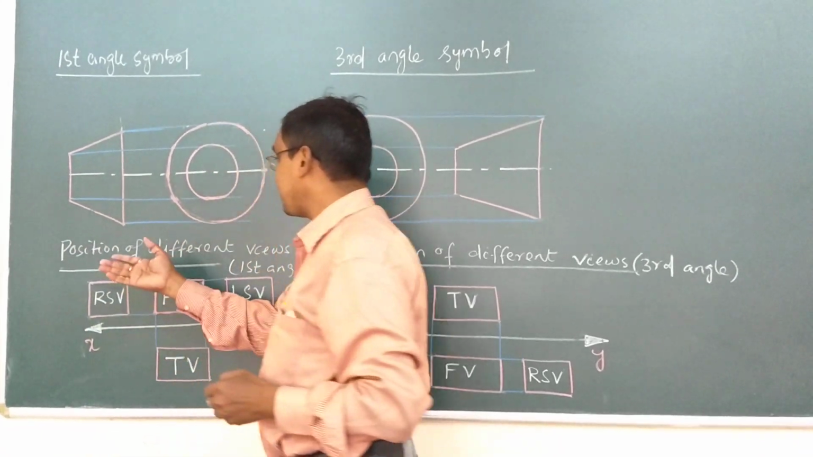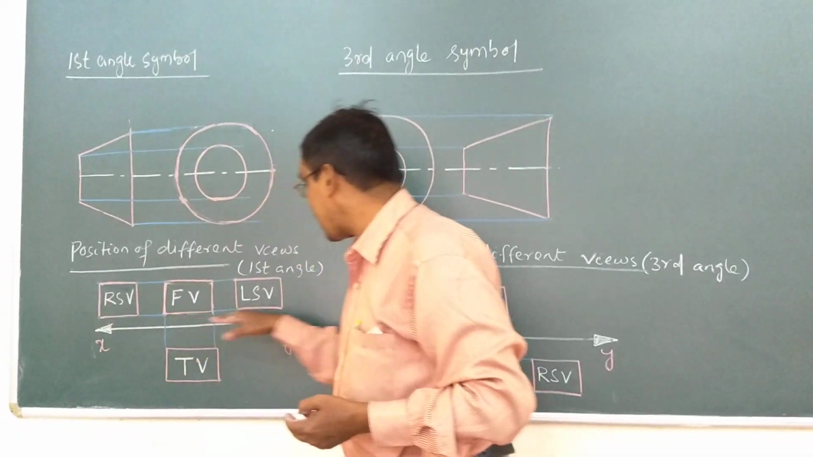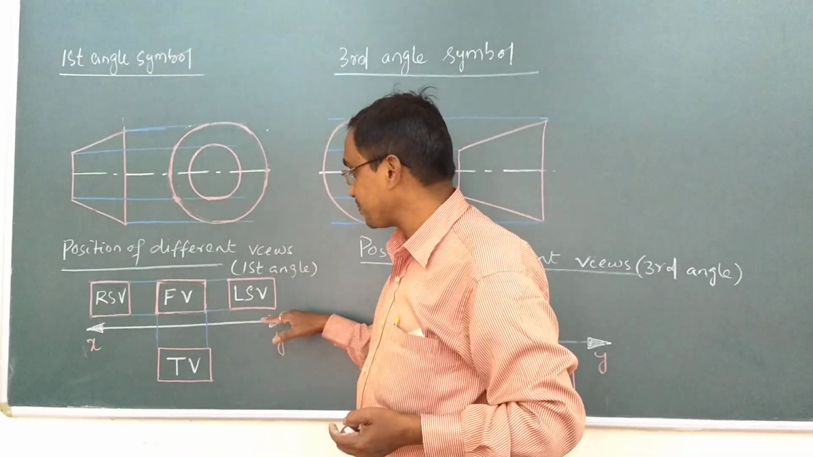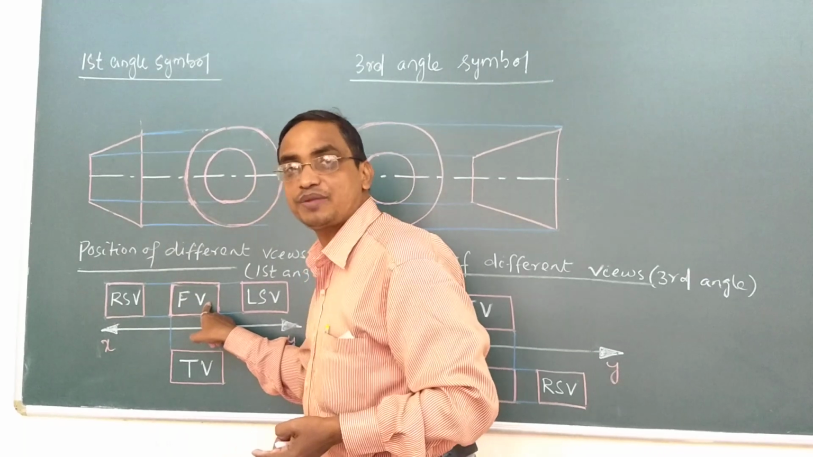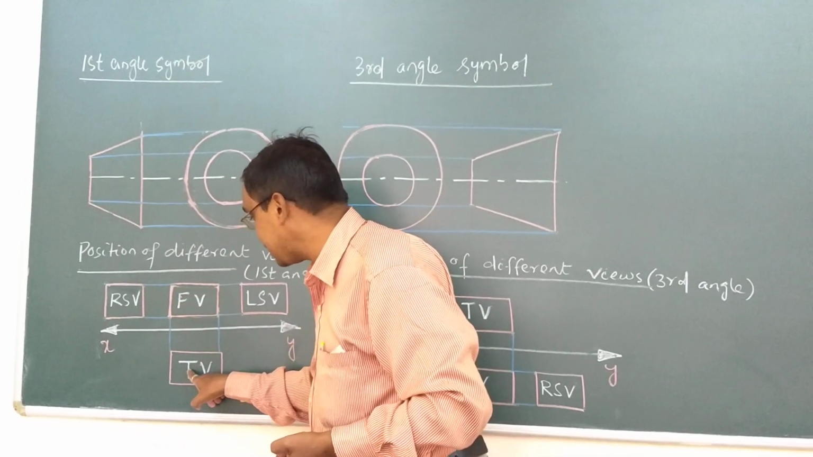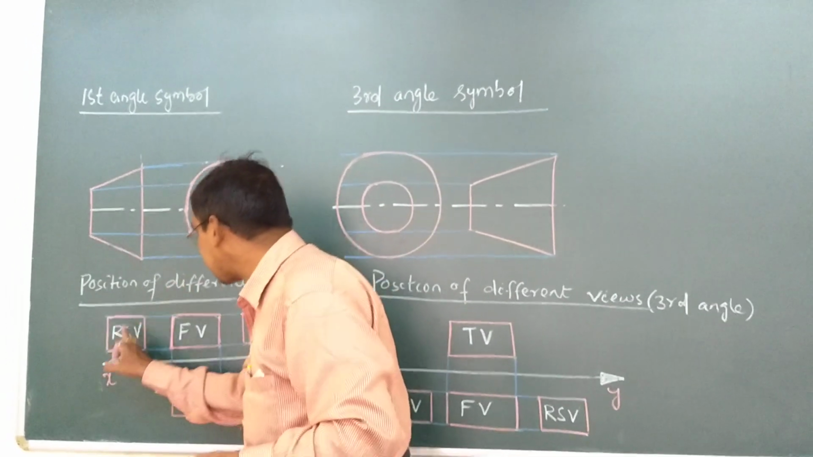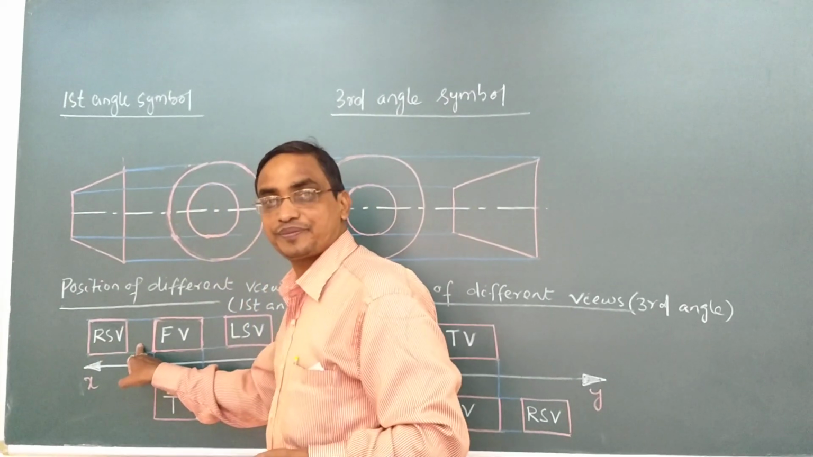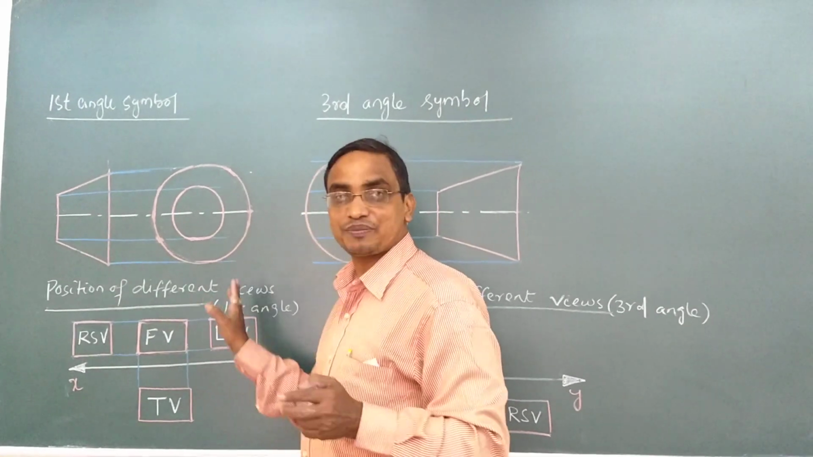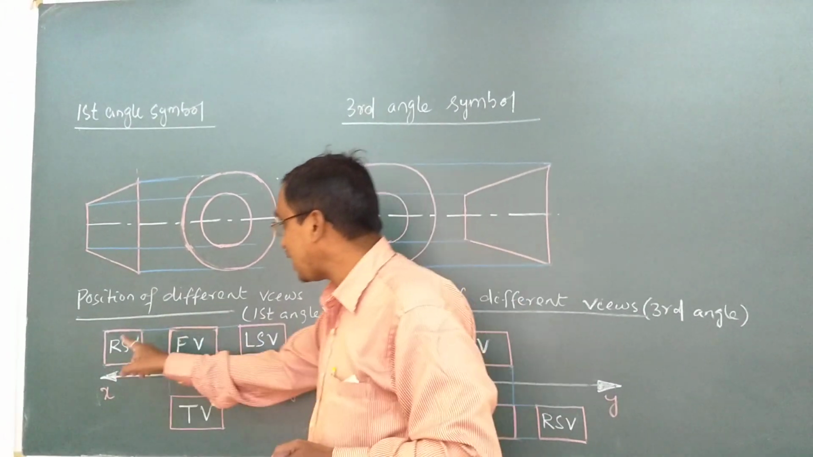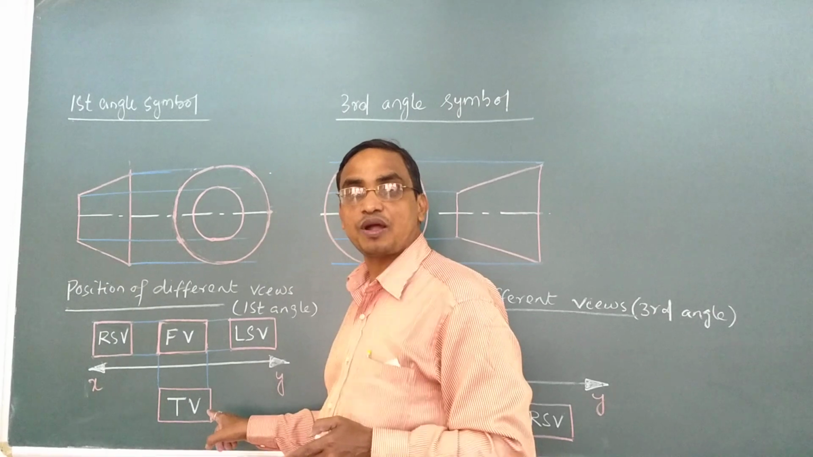Now you mark what are the different positions of different views. This is XY reference line in first angle projection. I already told you, above XY reference line, front view, FV means front view. Below XY reference line, top view, TV means top view. And left side of the front view is right side view, and right side of the front view is left side view in first angle projection. LSV means left side view, RSV means right side view, FV means front view, TV means top view.